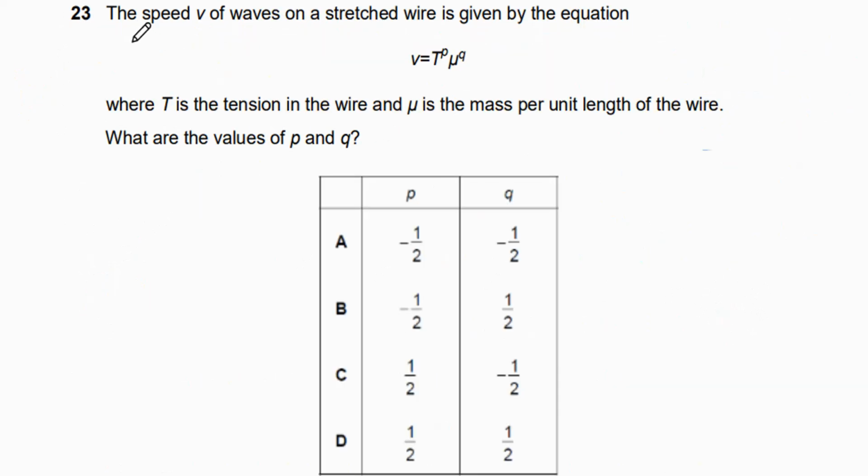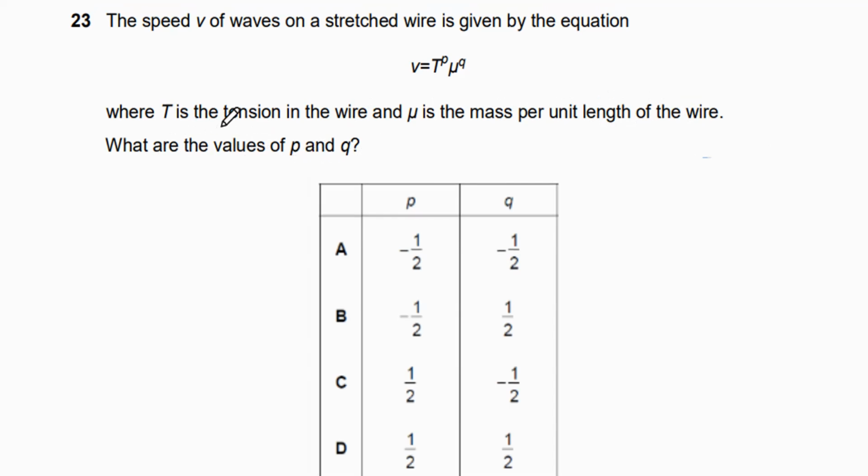In question 23, it says the speed v of waves on a stretched wire is given by this equation. So v equals T to the power of p, mu to the power of q, where T is the tension in the wire and mu is the mass per unit length of the wire. What are the values of p and q? Let's start by finding the SI base units of T and mu.